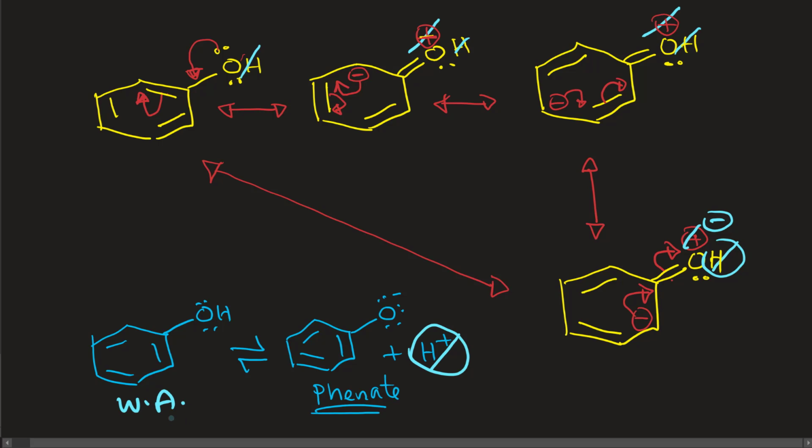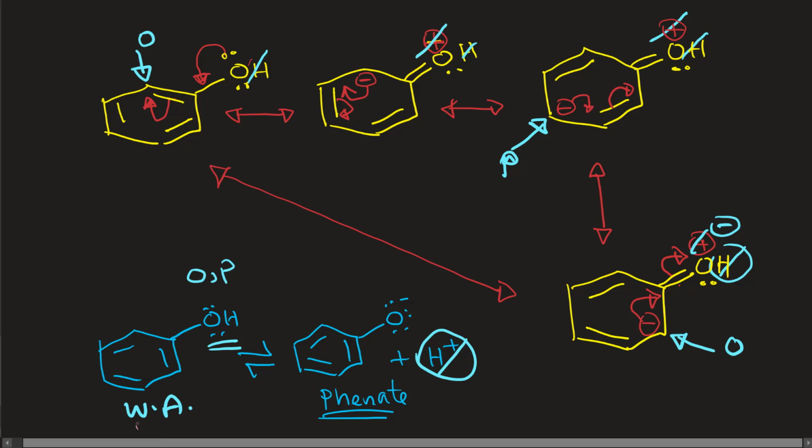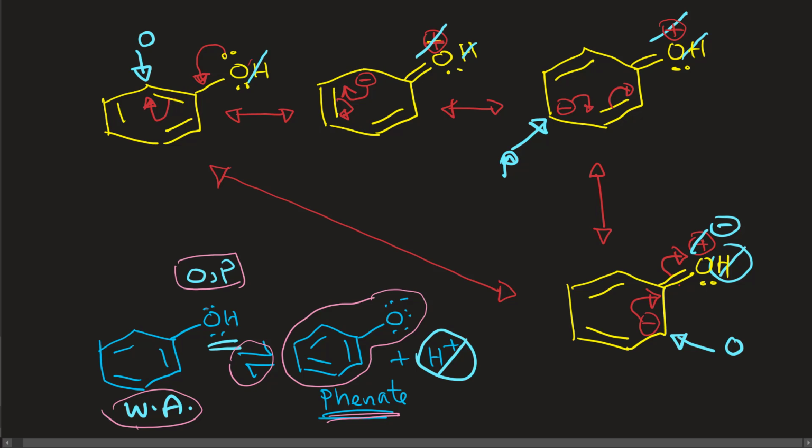Also remember, like I mentioned, the ortho-para directing effect of the single bond oxygen, and also this is an equilibrium: the weak acid, its conjugate base, and the proton. You can explain the conjugate base stability using the resonance structures. That's what we are supposed to do, right? Okay, practice that, and the next one is nitrobenzene.